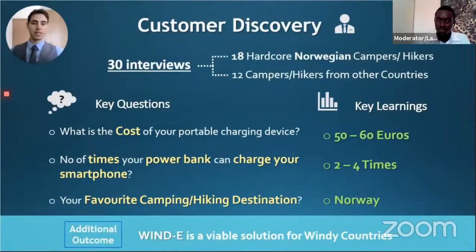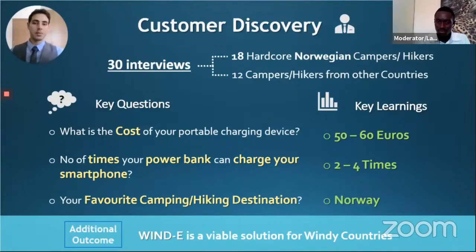During customer discovery, we initially distributed a survey and then we conducted 30 interviews. 18 of the interviewees were hardcore Norwegian campers and hikers, and the rest were from other countries, including Scotland, Denmark, and Finland. The key learnings we got here were encouraging. We found that people spend around 50 to 60 euros to buy their portable charging device, which, as you may have guessed, is none other than a power bank.